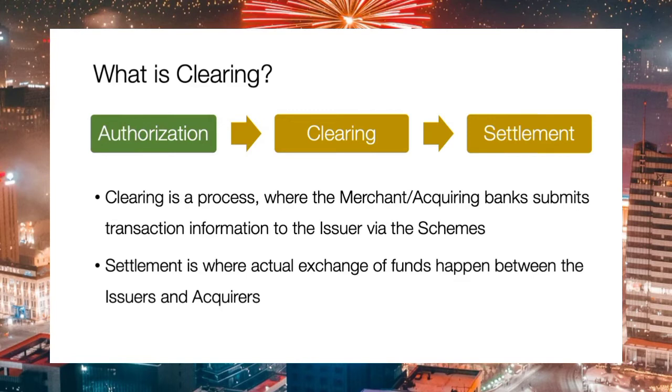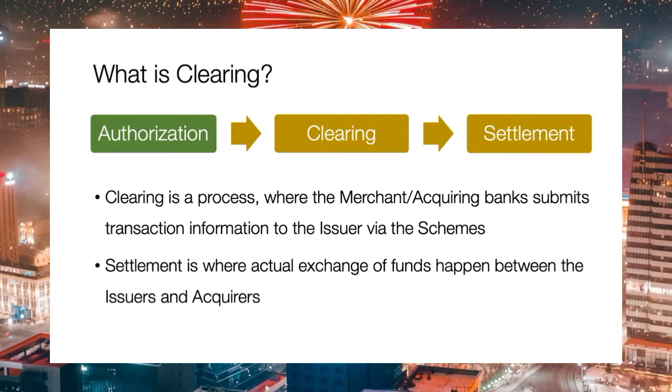Clearing is the step where the merchant submits the transaction information to the acquirer, who further submits to the scheme. Scheme receives such clearing files from all the acquirers, sorts out the clearing files and creates an issuing file pertaining to that particular issuer based on the bin.